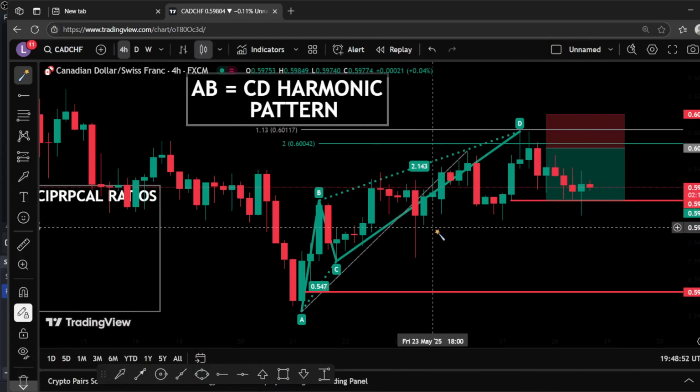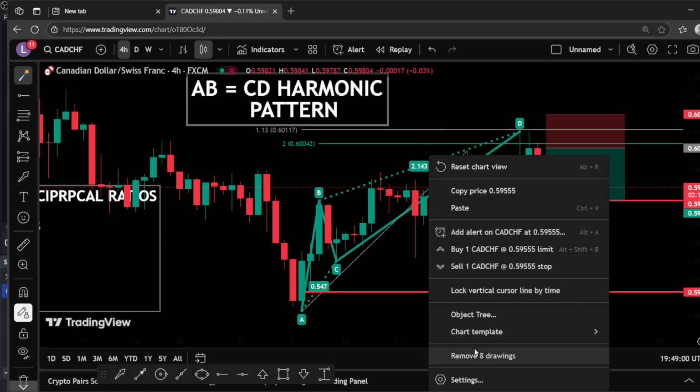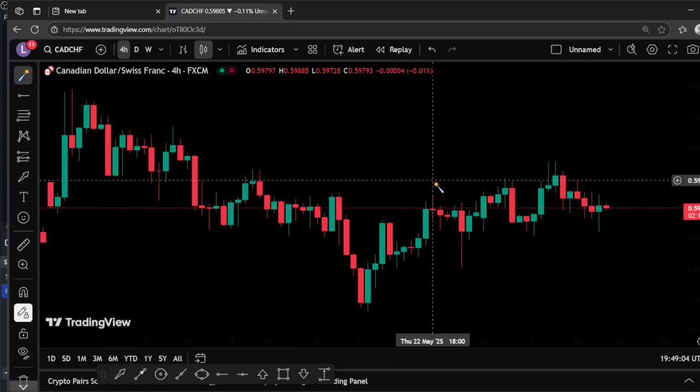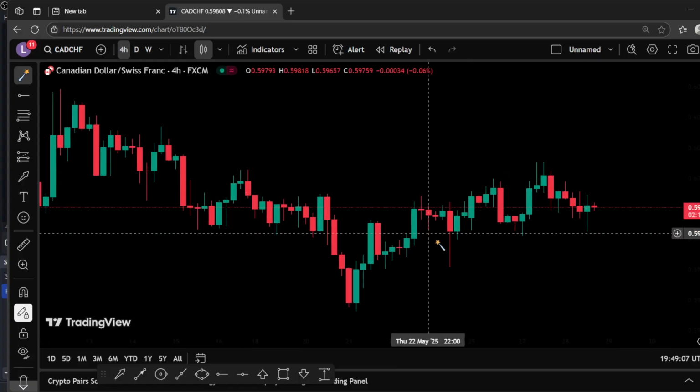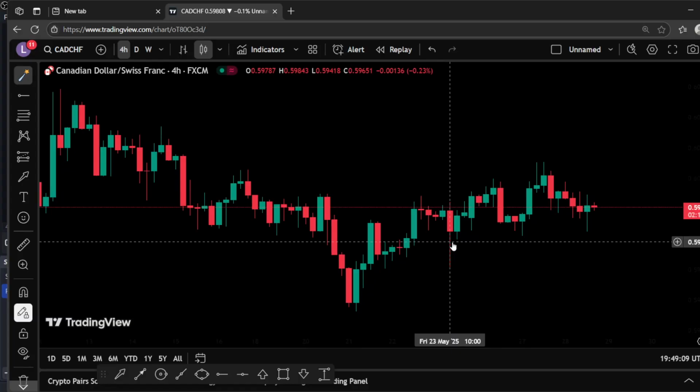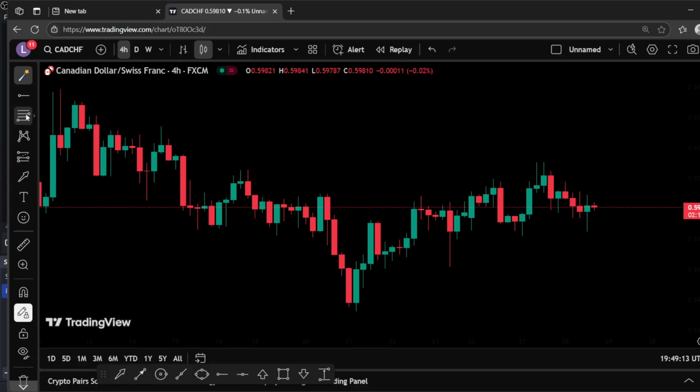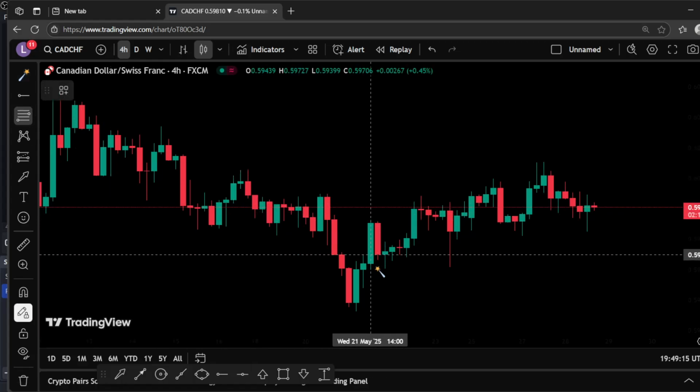So the shark pattern is a different harmonic pattern. Yeah. So what I'll do is I will delete this because we don't need it anymore. All right. So what I've spotted now is a shark pattern forming. All right. So what we'll do is we'll take our fib retracement.